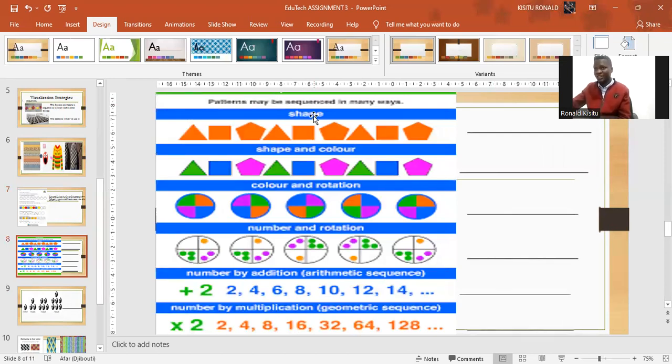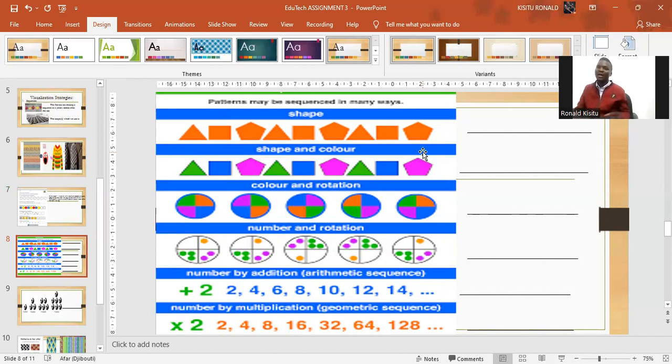patterns may be sequenced in many ways, like these ones. I'm having the triangle, square, and the pentagon. Triangle, square, pentagon. Triangle, square, pentagon. So just by mentioning the names, you can easily get to know what is the next one. That is a number pattern. Number pattern is formed by a sequence. Sequence is the arrangement.